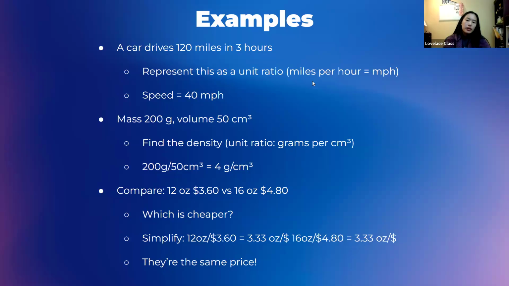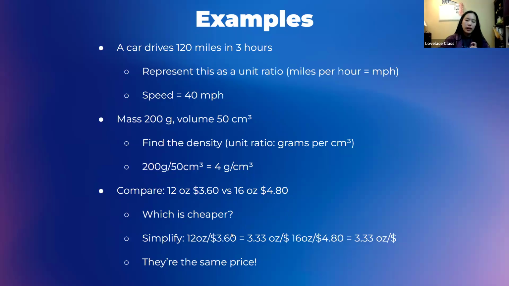So another way to do this is, sometimes you're going to have to compare stuff, like finding what is cheaper. If we have 12 ounces of something for $3.6 versus 16 ounces of something for $4.8, you can find out which is cheaper, but you have to simplify it down to the unit ratio, which is why the unit ratio is really important, right? When you compare values, you're going to have to use the unit ratio.